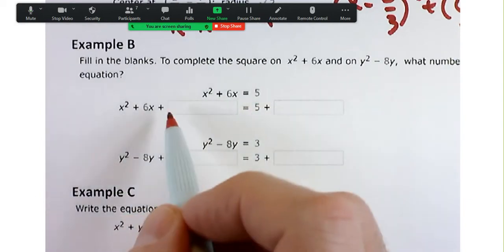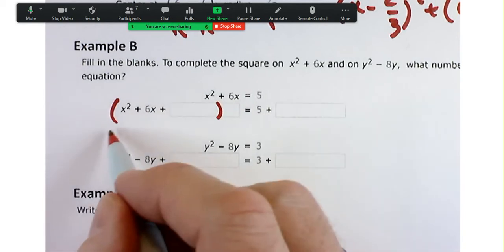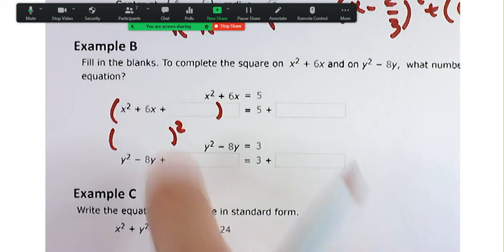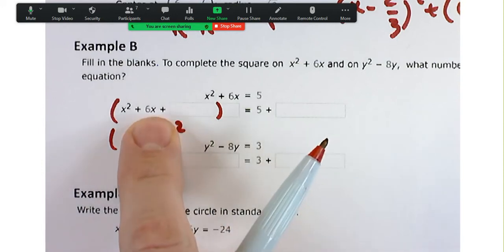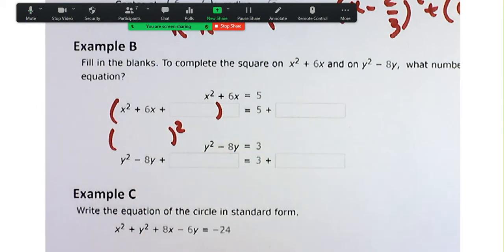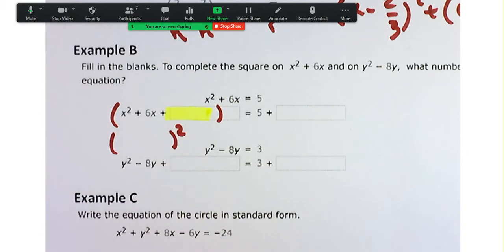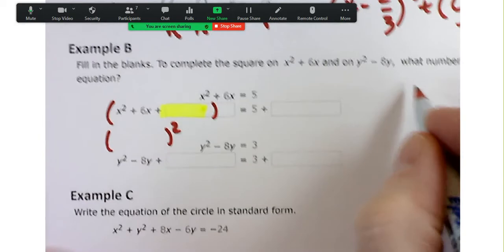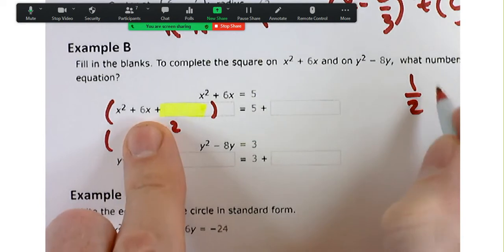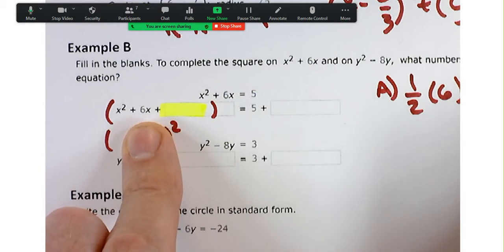If you wanted to make the left-hand side a perfect square trinomial, that is the square of some binomial, then there's a little process that you're going to have to follow to figure out what number to put right here that would make that a perfect square trinomial. So what number to put where I have in yellow? And the trick is to take half of the middle coefficient. Half of 6 is 3.